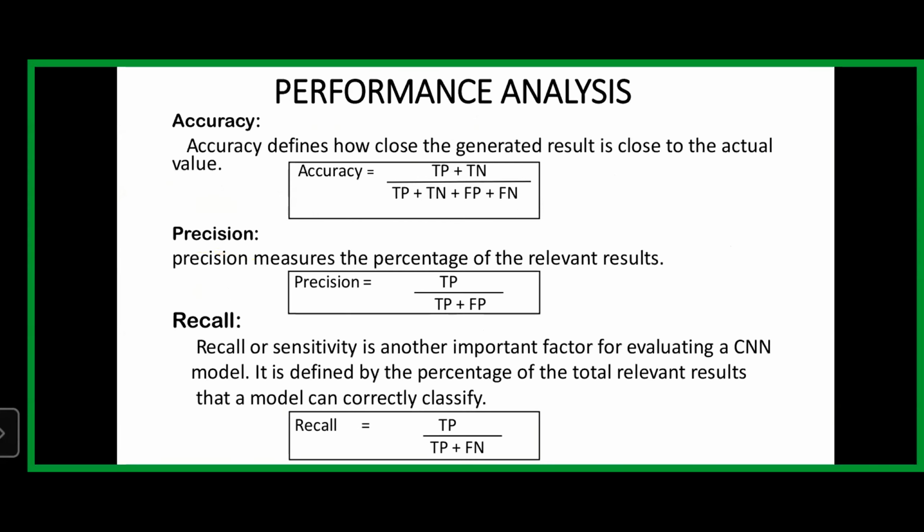These are the performance test analyses, using TP, TN, true positive, true negative, and precision. Precision measures the relevant results, along with recall and sensitivity for the CNN model. These are the percentages of the overall patient accuracies from the performance calculation.